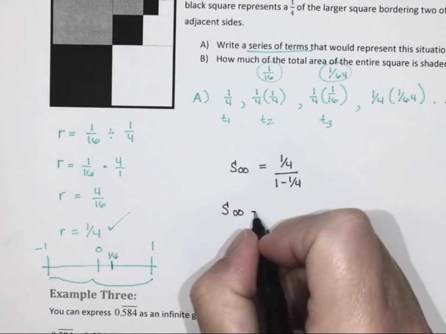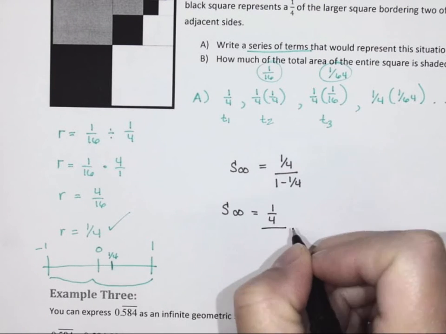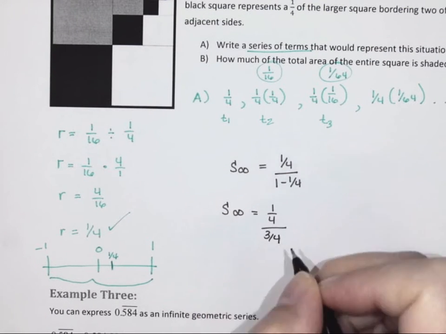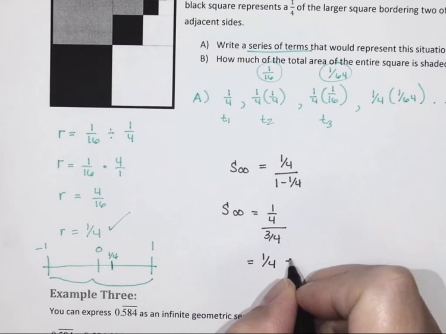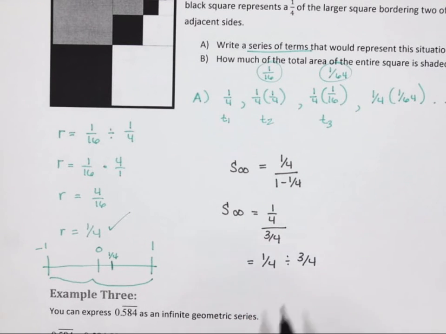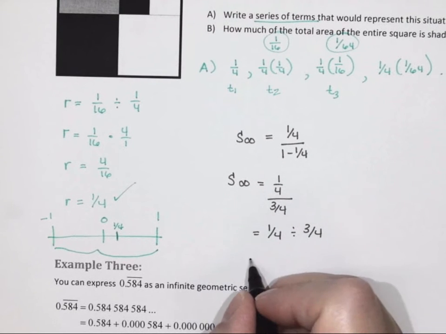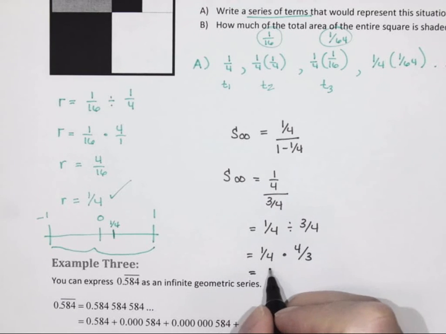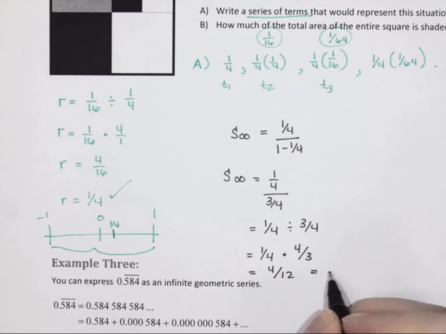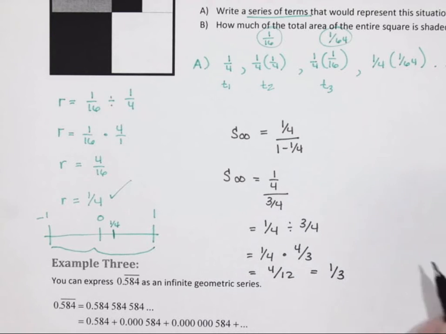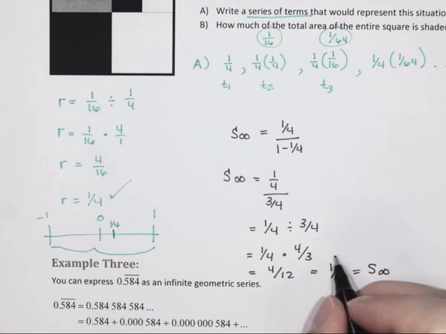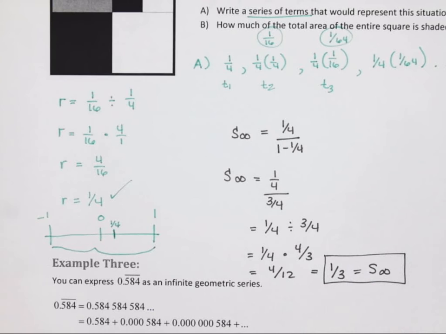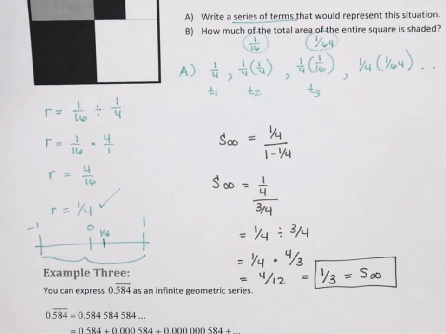So S infinity is equal to a quarter over 3/4. So we're going to have 1/4 divided by 3/4. For me, it makes more sense to write it like this, and then I'm going to multiply by my reciprocal. So I'm going to have 4/12, which is 1/3. So my infinite sum is 1/3.